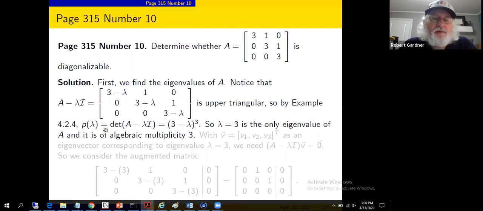So P of lambda, the determinant of A minus lambda I, would just be 3 minus lambda times 3 minus lambda times 3 minus lambda. So that worked out really well. We've only got one eigenvalue, but because of that little exponent of 3 there, this is an eigenvalue of algebraic multiplicity 3. Sorry about all the 3's, but the exponent tells you the algebraic multiplicity.